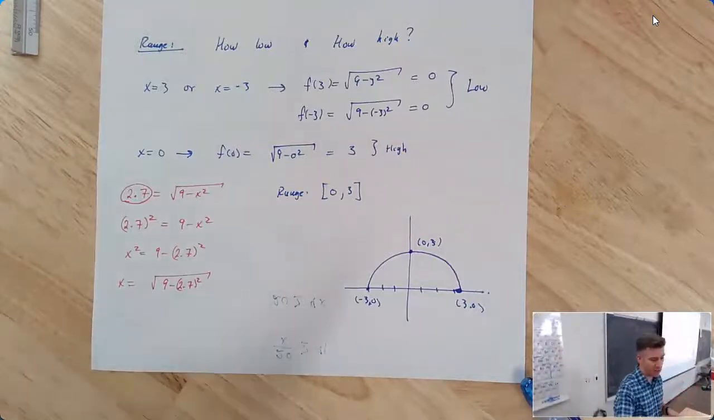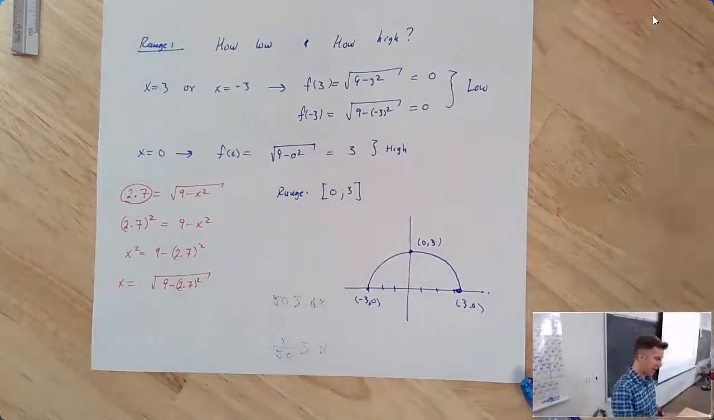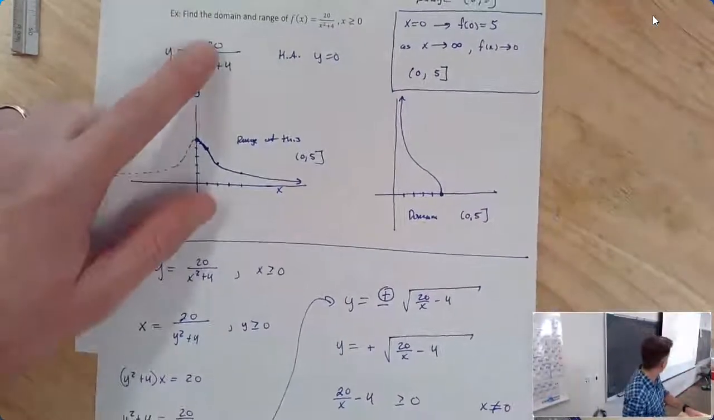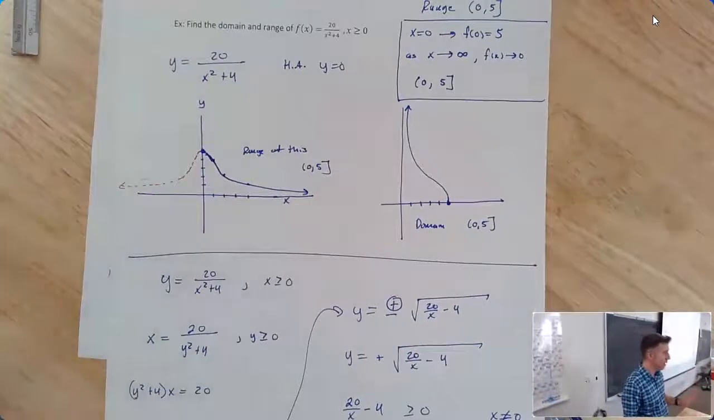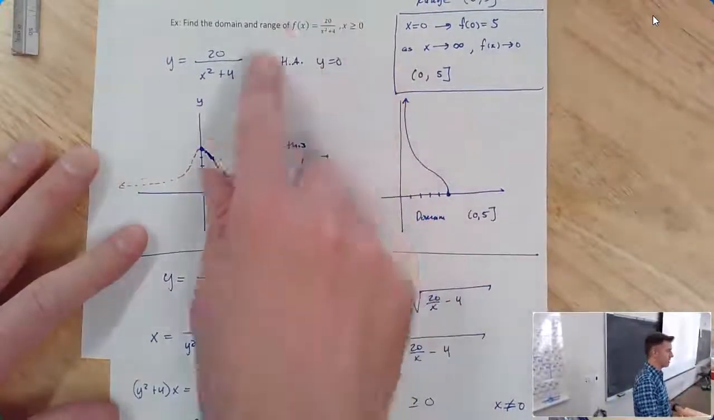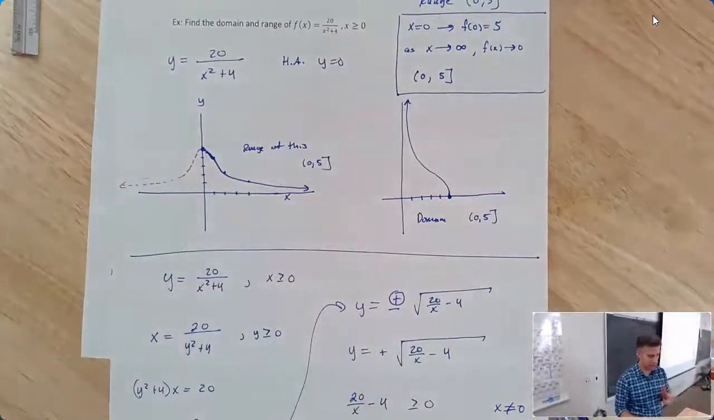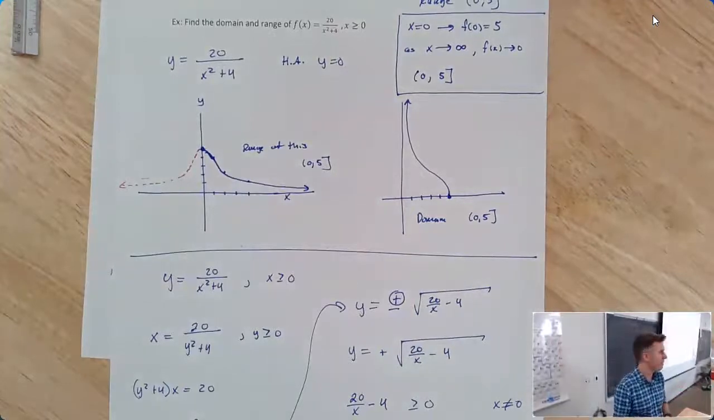There definitely is a question on the homework like this, the second to last one we did here, the 20 over x plus 4. So just be aware there is something like this on your homework assignment, I think. I'll double check just to be sure.